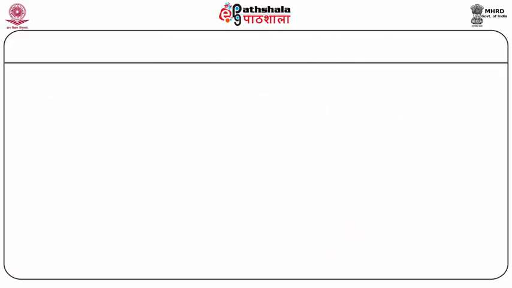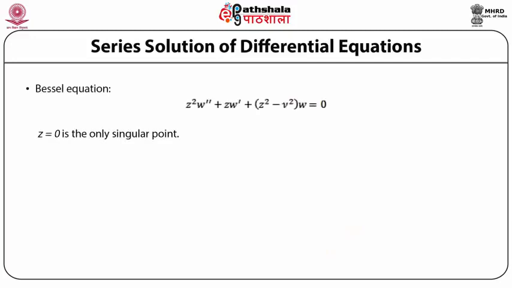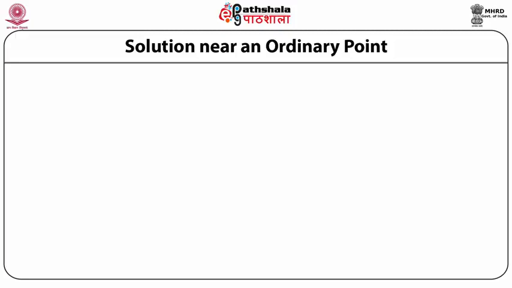For the Bessel equation, z² w'' + z w' + (z² − ν²) w = 0, z = 0 is the only singular point. Now consider next the Airy equation given by w'' − z w = 0. In this equation, all points are ordinary and no singular point exists. Next, we move on to find a solution near an ordinary point.